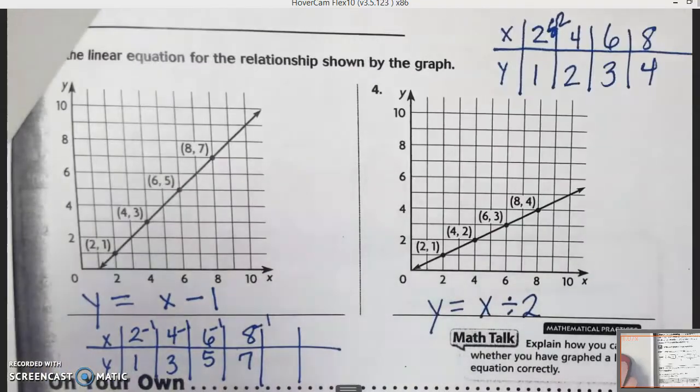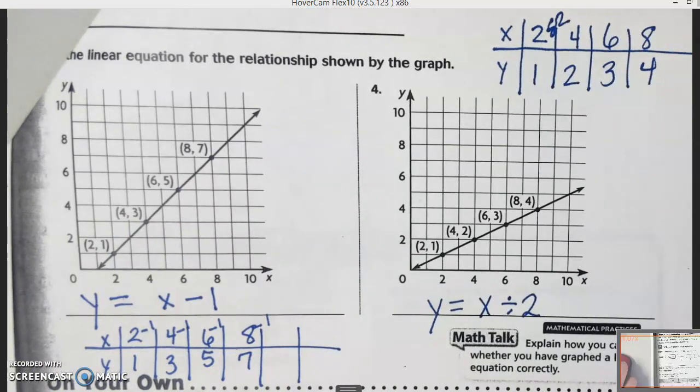Does anybody have any questions? Alright, you're going to go ahead and finish the page. When you finish those, bring it to me and I'll check it.